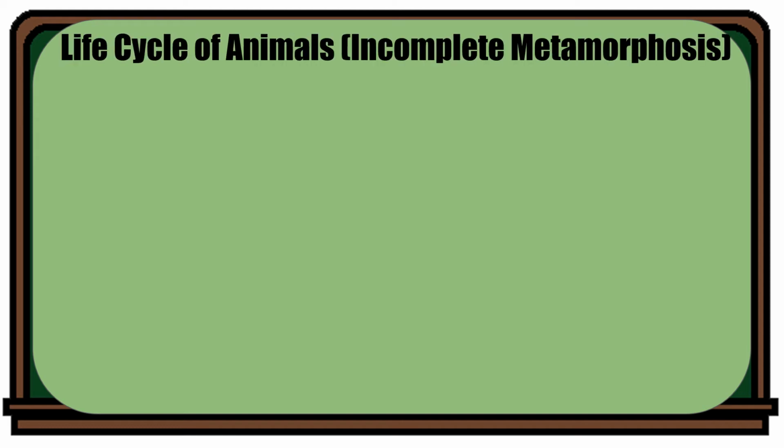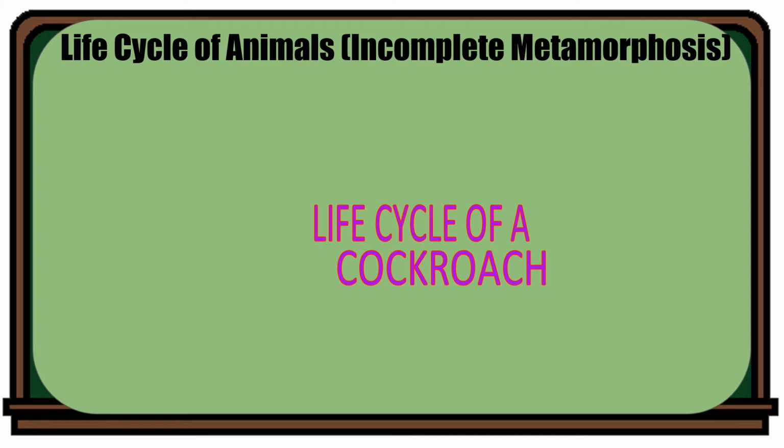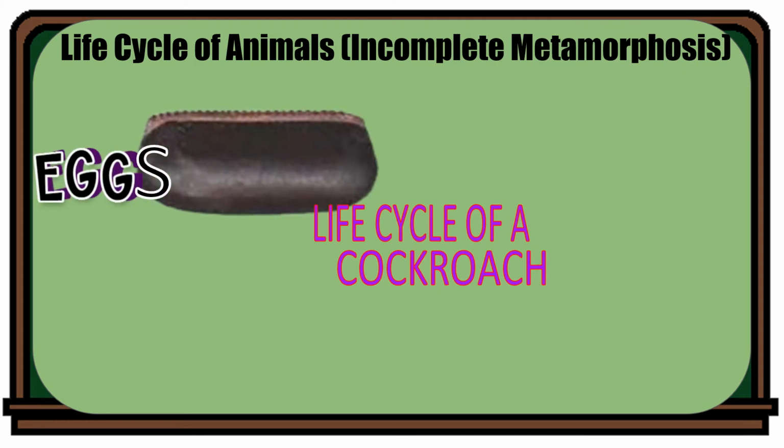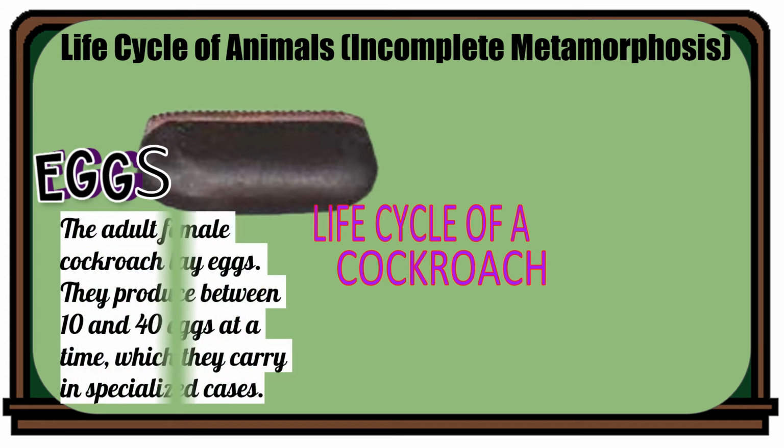And now, let us find out the life cycle of animals that undergo incomplete metamorphosis. Let's have first the life cycle of a cockroach. First stage is the eggs. The adult female cockroach lays eggs. They produce between 10 and 40 eggs at a time, which they carry in specialized cases.